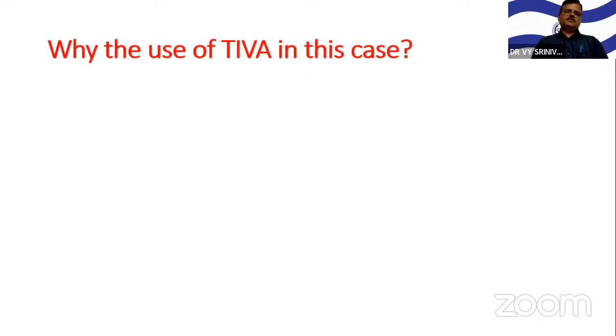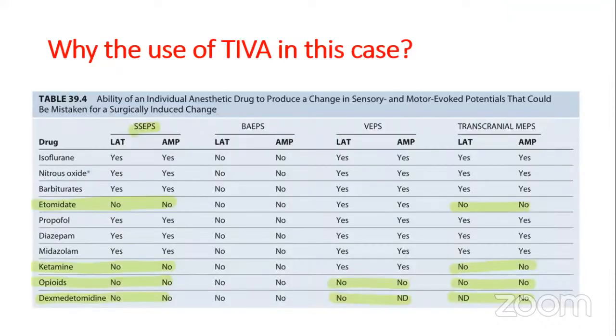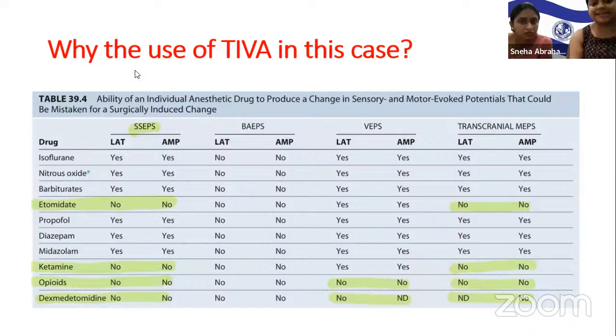Why the use of TIVA in this case? So the individual anesthetic agents have a tendency to cause changes in the sensory and the motor evoked potential, sir, that could be mistaken for surgically induced changes. As we can see in this table, the brainstem auditory evoked potentials are the most resistant to anesthetic agents. The visual evoked potentials are the most sensitive to anesthetic agents.